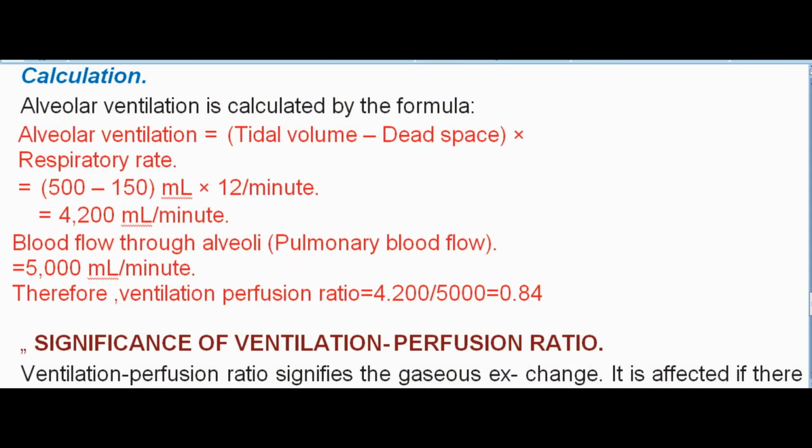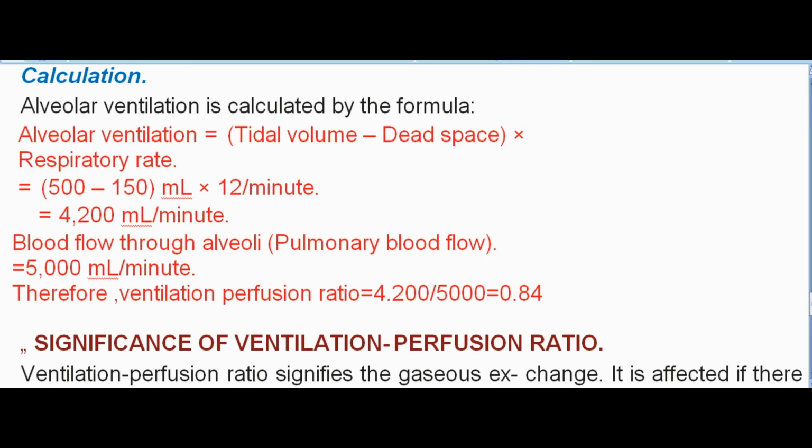Calculation. Alveolar ventilation is calculated by the formula: alveolar ventilation equals (tidal volume minus dead space) times respiratory rate, equals (500 minus 150) ml times 12/minute, equals 4,200 ml/minute. Blood flow through alveoli, pulmonary blood flow, equals 5,000 ml/minute. Therefore ventilation-perfusion ratio equals 4,200/5,000 equals 0.84.